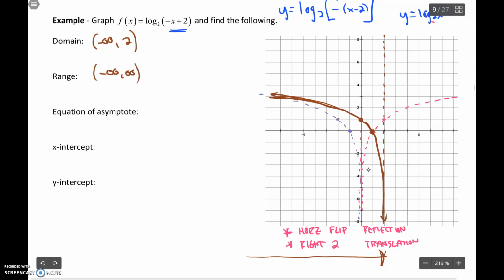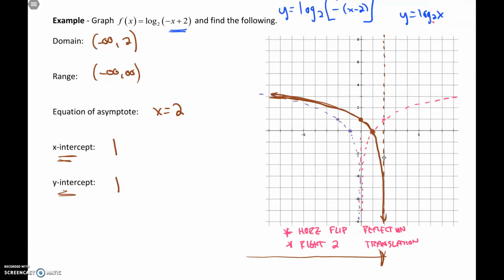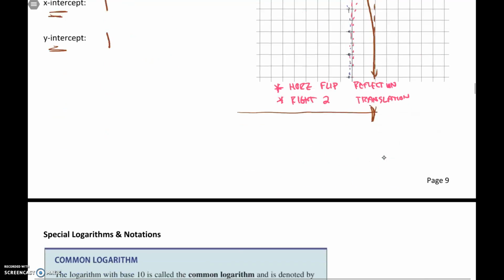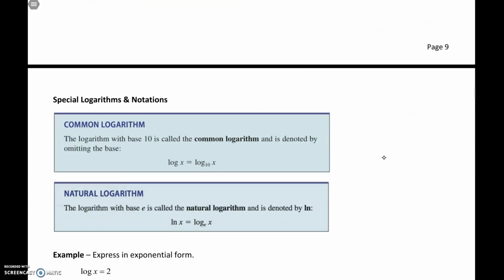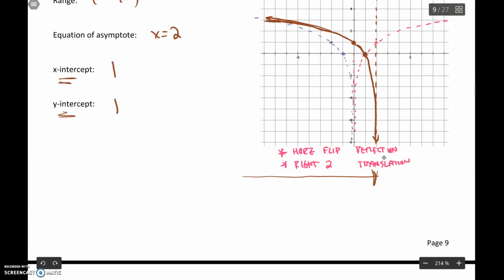Equation of the asymptote, vertical line at 2, so x equals 2. X-intercept 1, y-intercept 1. Sometimes we have to do a little bit more work and do some solving of equations to find those x and y intercepts, but I got lucky with my transformations and I can see those 2 points exactly. Okay? So that's graphing. Now let's pause this or stop this video and we'll talk about some special notations for logs in the next one.